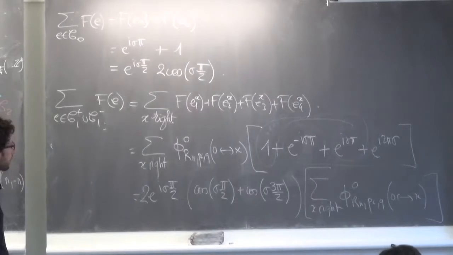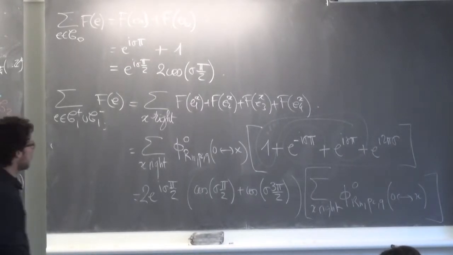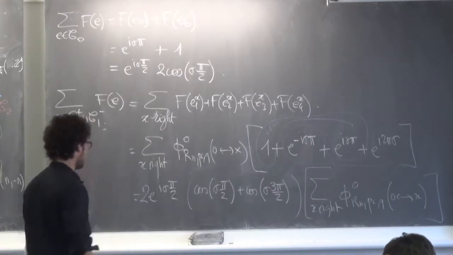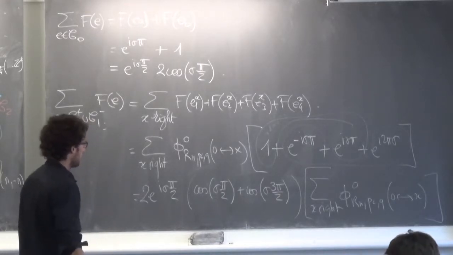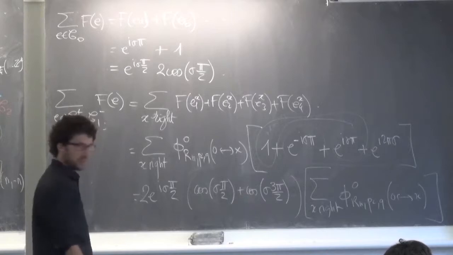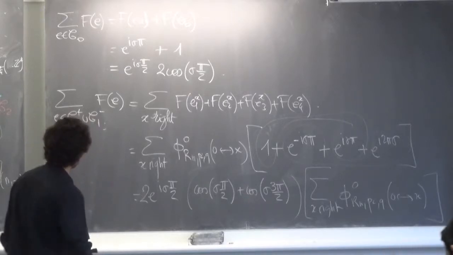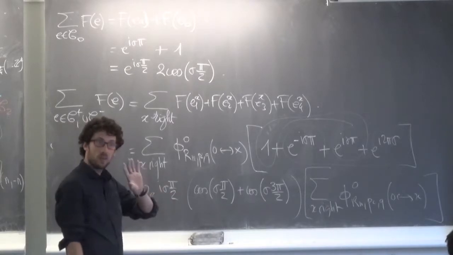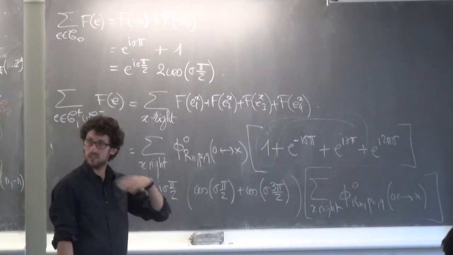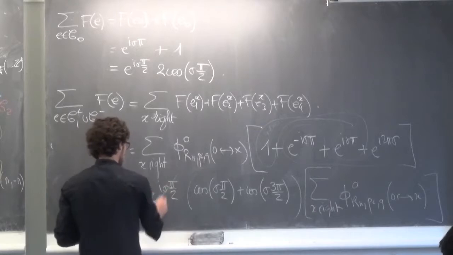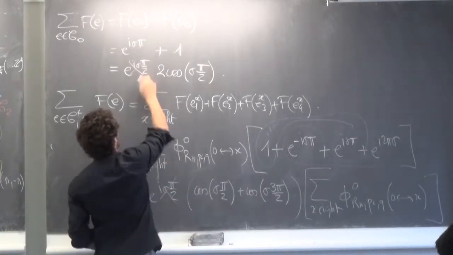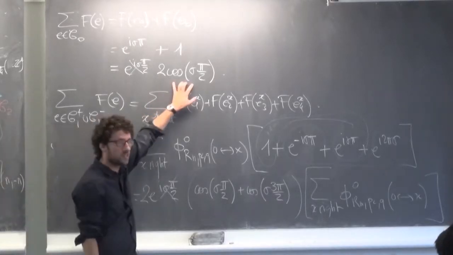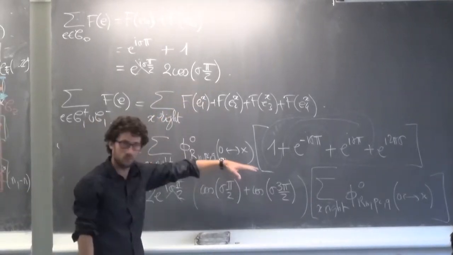Okay? Actually, let me do it a little bit differently, maybe. That was not the, whatever. It's okay. What is important now? Here, we only care about the absolute value. Okay, so let's take the absolute value. This term and this term, they are the same. So we get twice the cos of sigma pi over 2 plus this term.